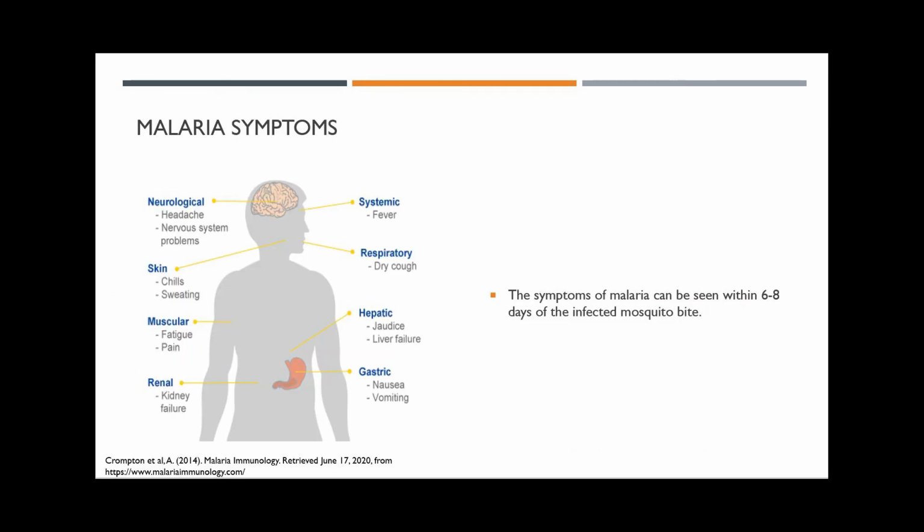So what are the symptoms of malaria? The symptoms of malaria can be seen within 6 to 8 days of the infected mosquito bite. They can include high fever, which can go up to 105 degrees Fahrenheit, profuse sweating, fatigue, nausea, muscle pain, among others. In the long run, malaria can be fatal.